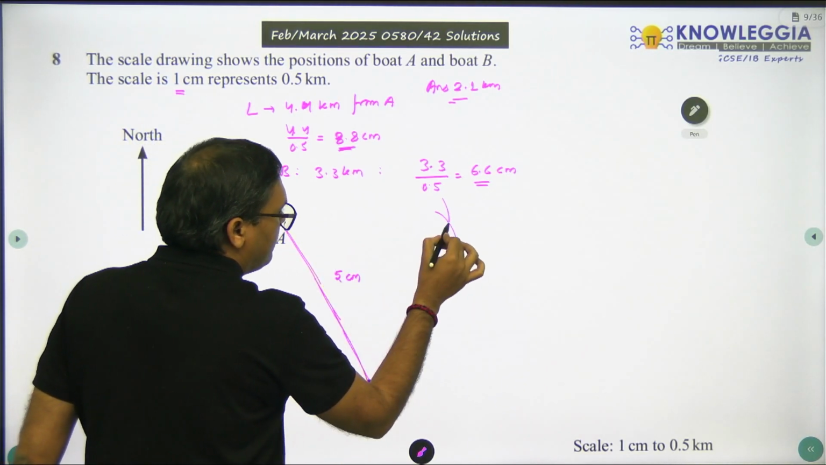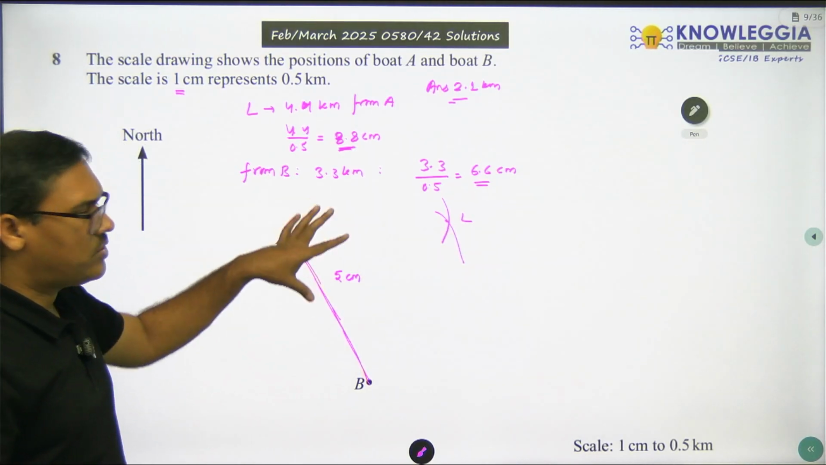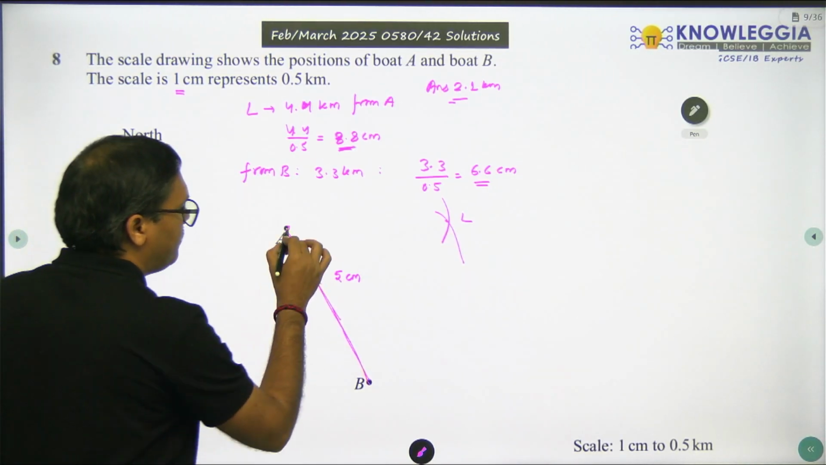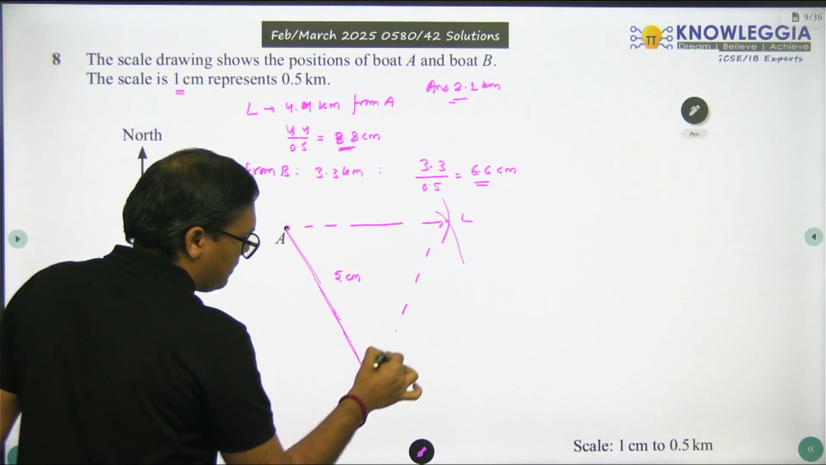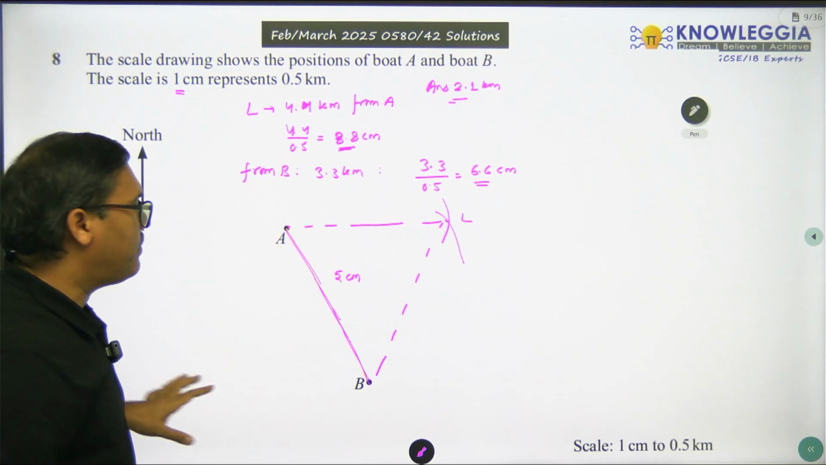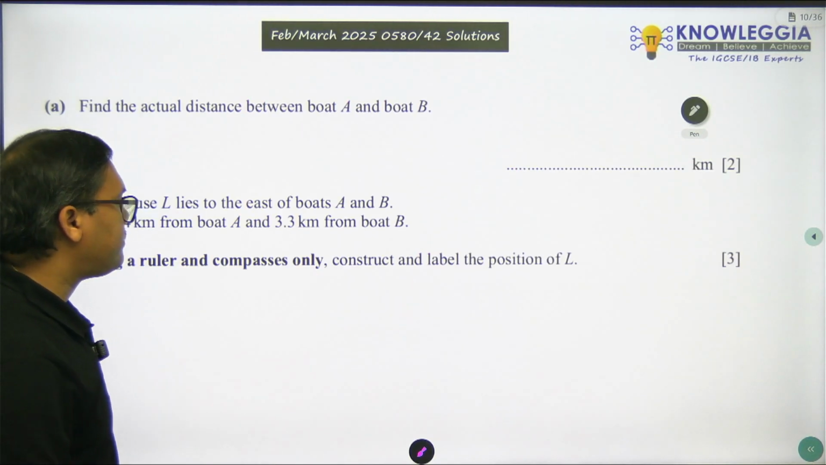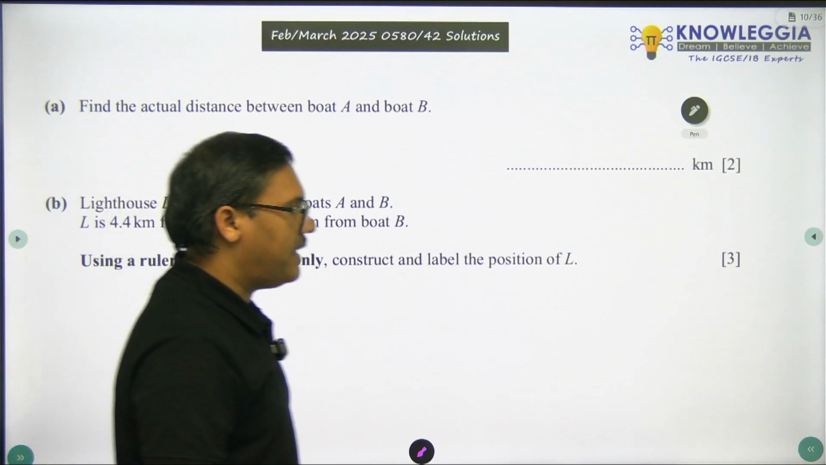So this is the point of intersection, and that is the position of L. This is how you have to mark it, and this is how you do this type of question. You have to do that on the paper. I have given you the method. Just follow this and get the answer, using the compass to mark the position of L.